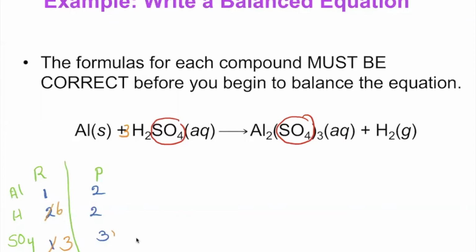So my sulfates are already balanced. Now I'm gonna look at my hydrogens. On my reactants, I have 6, and on my products, I have 2. So what if I add a 3 in front of hydrogen on my product side? That changes it to 6. Lastly, I have 2 aluminum in my products. Because aluminum is by itself in the reactants, I can just add a 2. And now everything is balanced. Always take time to check.